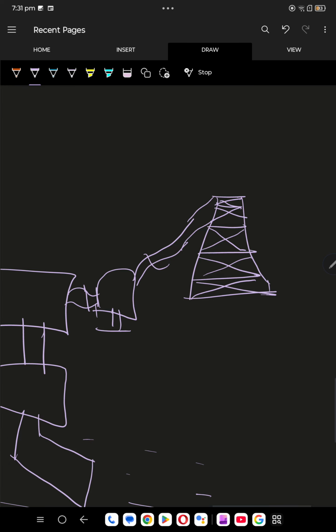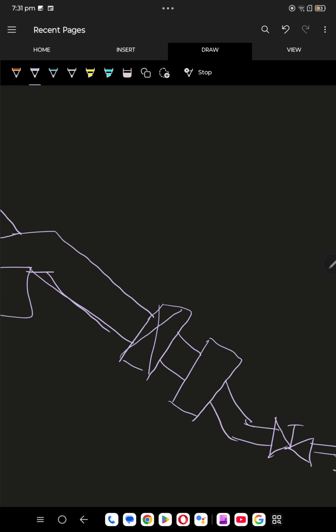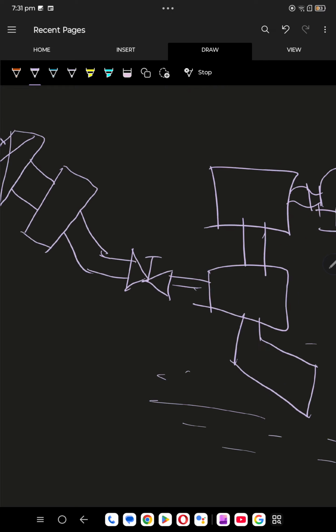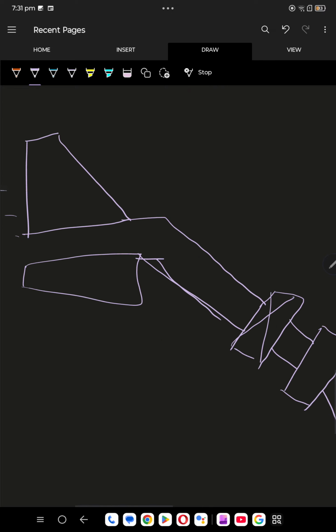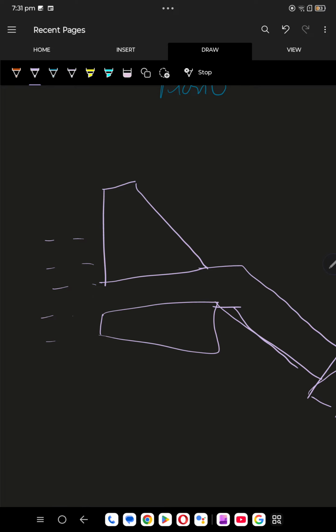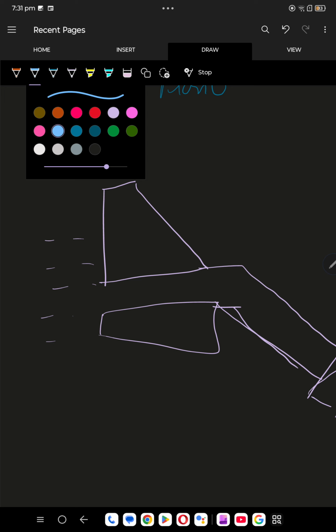Right, we are done, so let's start. I've done a very simple drawing, so let me start explaining now. So what you can see here, I just changed color.